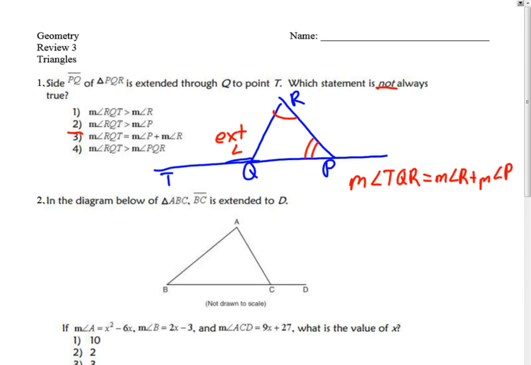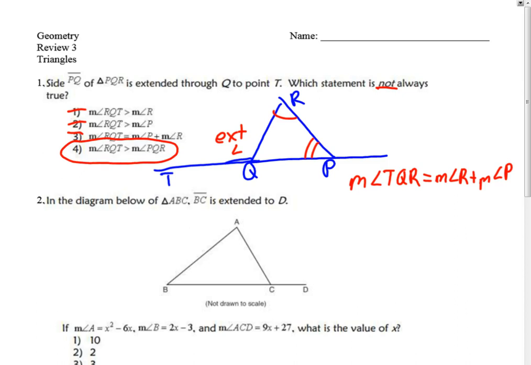Now, if the exterior angle equals both of these two added together, the exterior angle itself should be what? Yeah, so it's got to be greater than R and greater than P, and that would leave us with the last one here, that RQT is greater than PQR. Now, in the way that we drew this triangle, that's not accurate, but there's another scenario where that could be true. It's not always true. Does that make sense?